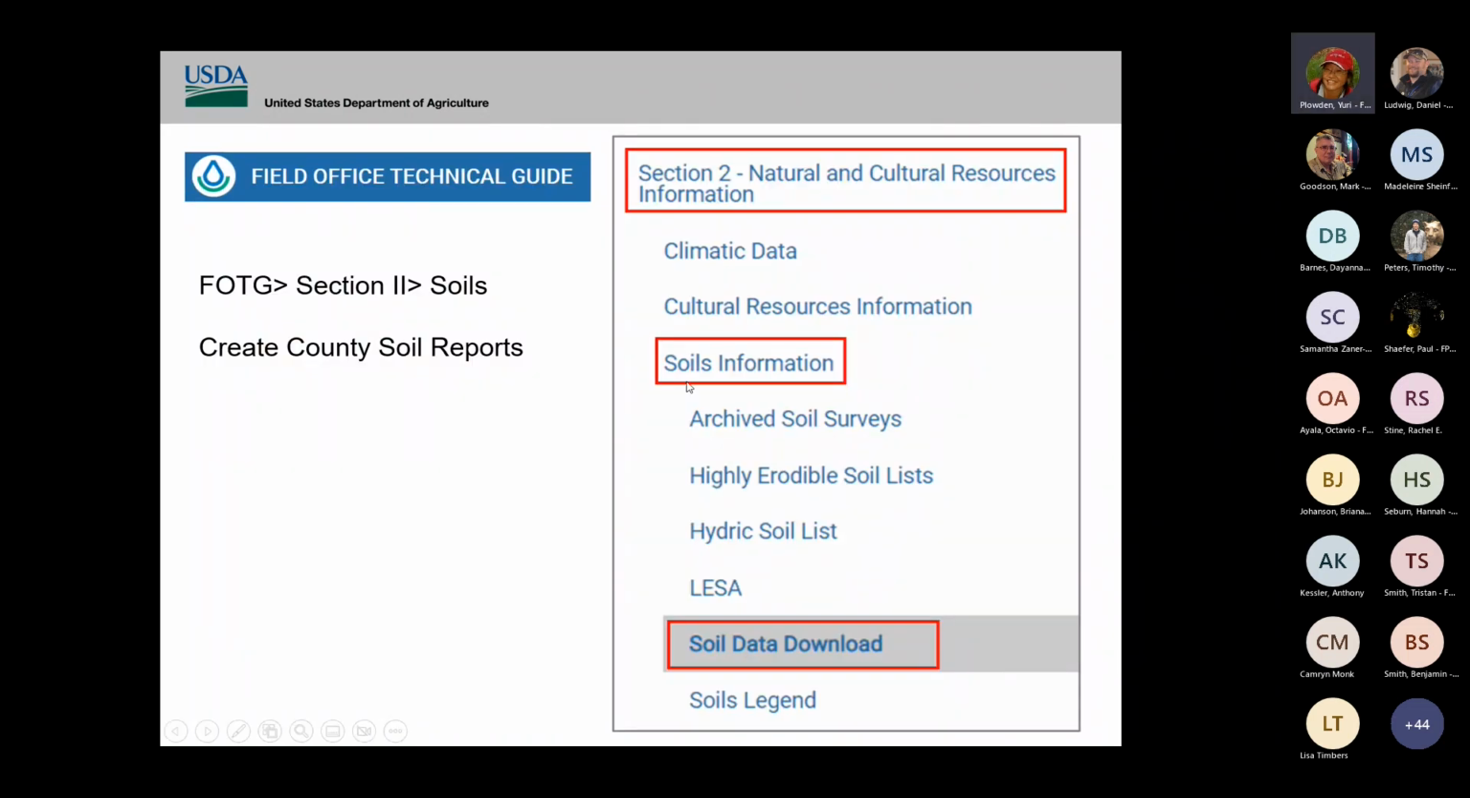And then what we've done for you is, in the soils information, if you go to soil data download and click on that, you'll get a list of every single county in Pennsylvania. When you click on a county, the area of interest will already be defined for you in Web Soil Survey for that county.